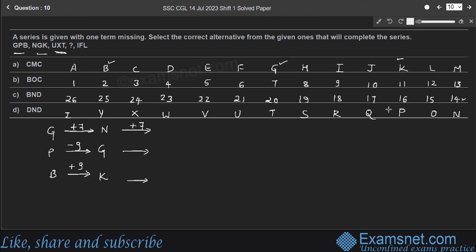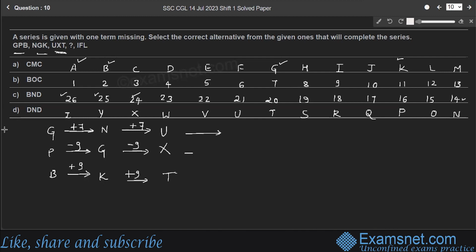Add 7 to the first letter, N plus 7. 14 plus 7 is 21, which is U. Whereas G minus 9. G is 7. 7 minus 9. 7 minus 7 is 0, right? So 7 minus 9, we can consider it as 24, because 7 minus 6 is 1, minus 7 is 26, minus 8, minus 9 is 24, right? Which is nothing but X. Whereas K plus 9. K is 11 plus 9 is 20, which is T, right?